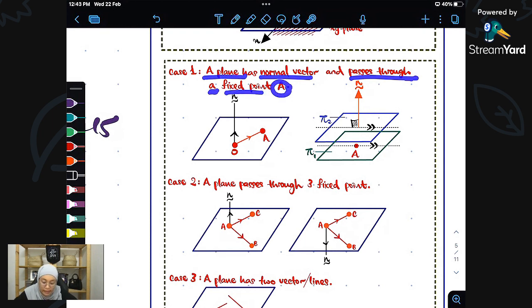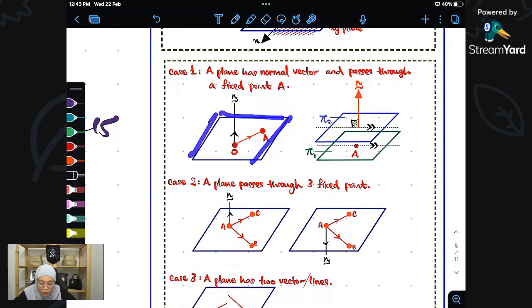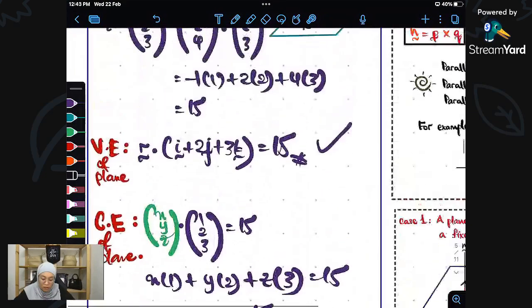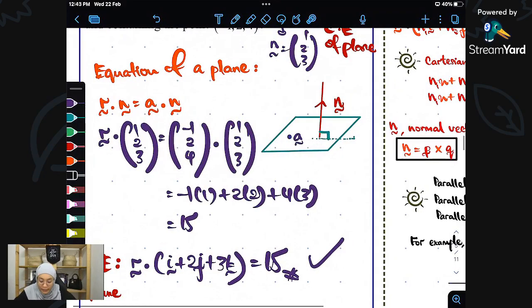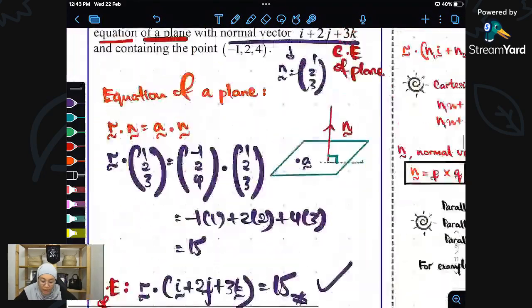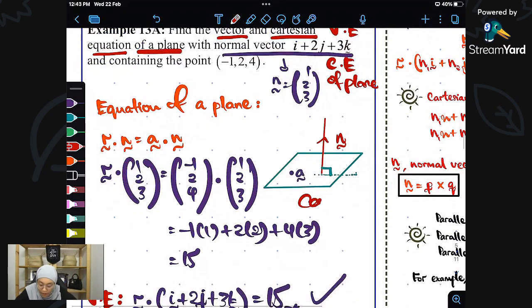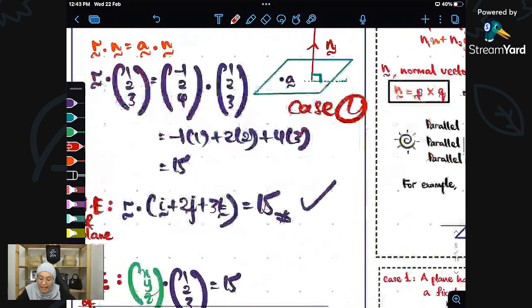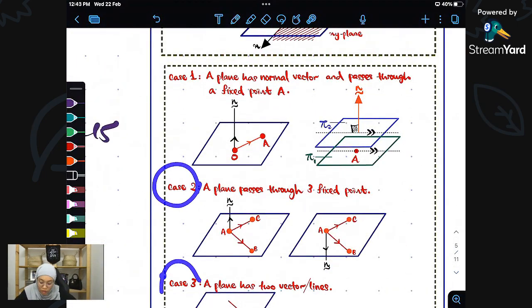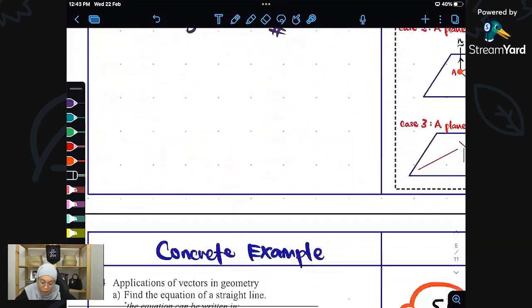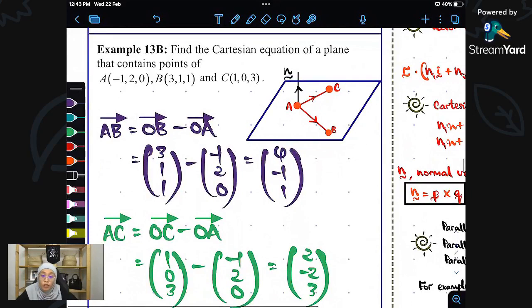The plane has a normal vector. Yes, this is the normal vector n, and then it passes through a fixed point A. So yeah, the plane is passing through the point A. So that is the picture of it. Inilah gambaran dia. So what we are doing just now, finding the Cartesian, finding the vector product, a vector equation, all this is case number 1. Yeah, let's see if we come across case 2 and case 3 later. Next example. Let's have a look whether we come across it or not.